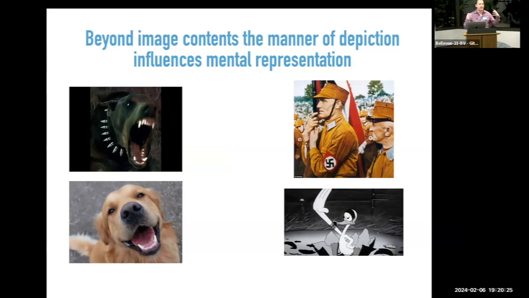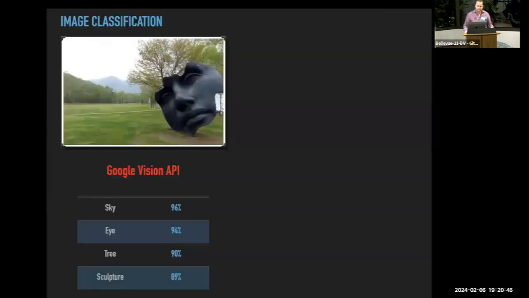So it's not just the objects that are contained in the image that are important, it's the manner in which we are depicting those objects. And you can see, a cartoon duck Nazi has a very different evocation, even though it's also still a Nazi. And maybe if you had a classifier, it would just call it a Nazi, right?